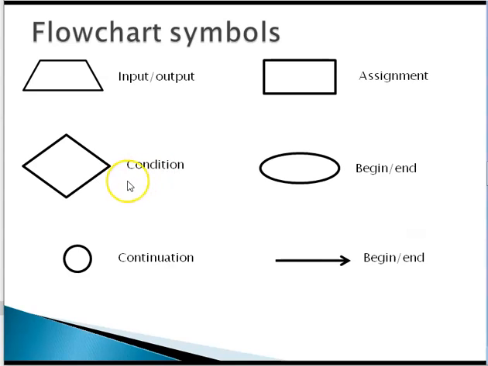Very many times computation and sequence of computation depends on whether a condition is met or not, whether some condition is true or false. In such cases, we use this decision box, which is a rhombus. And then you have beginning and ending of the flowchart represented by this ellipse with the word begin or end inside to indicate beginning or ending.